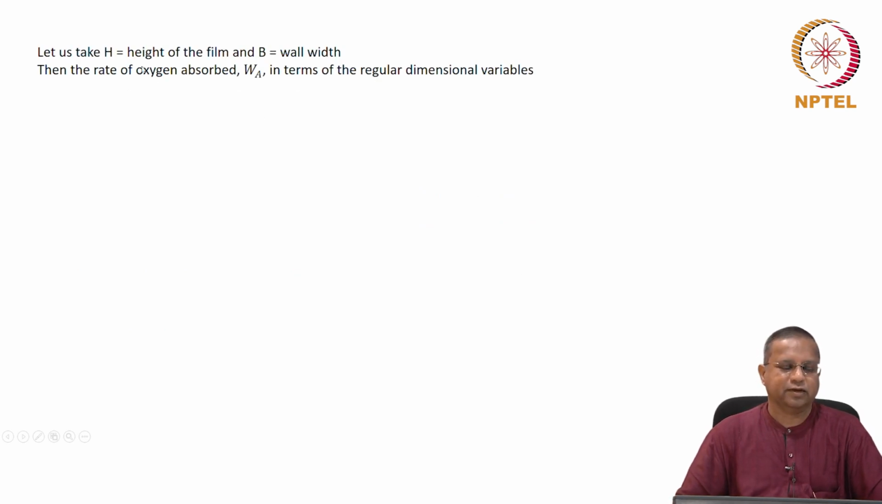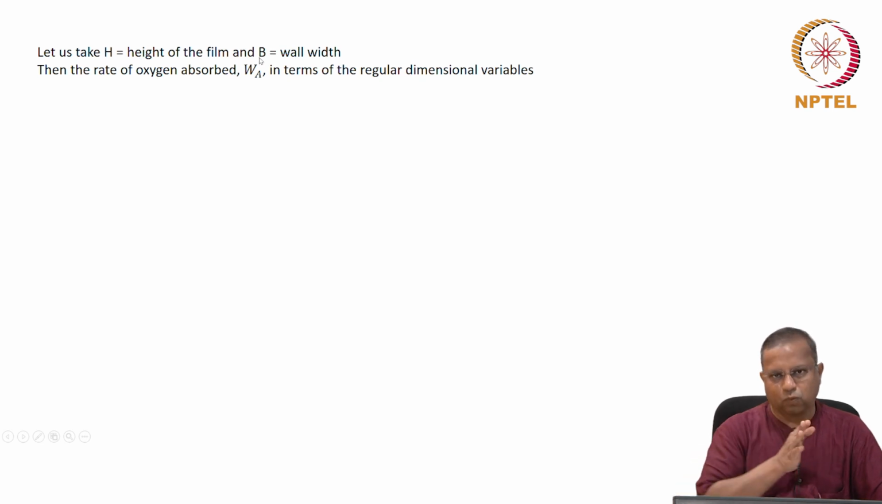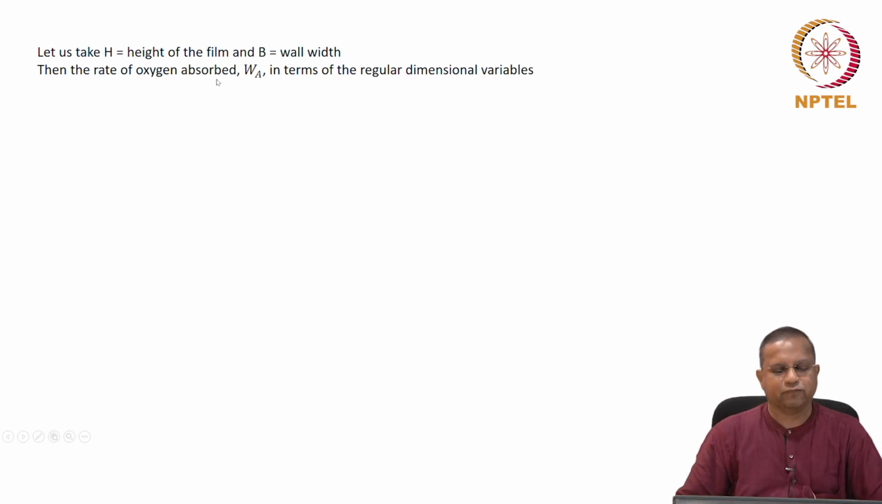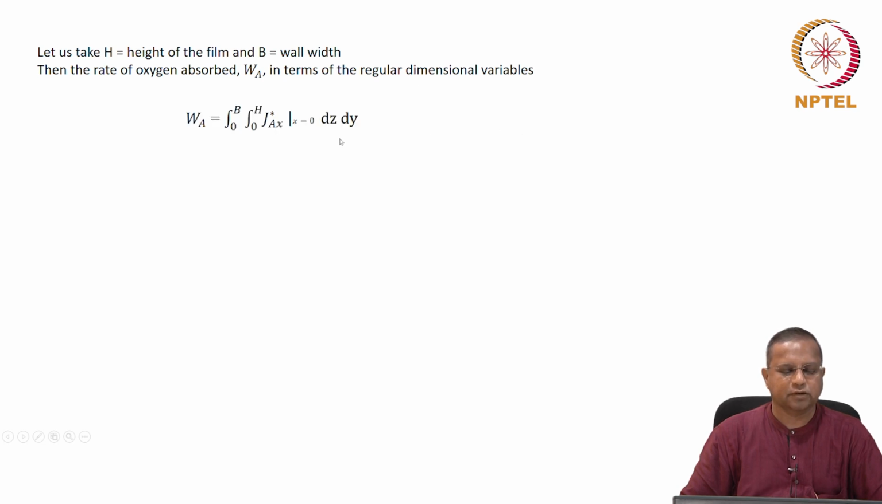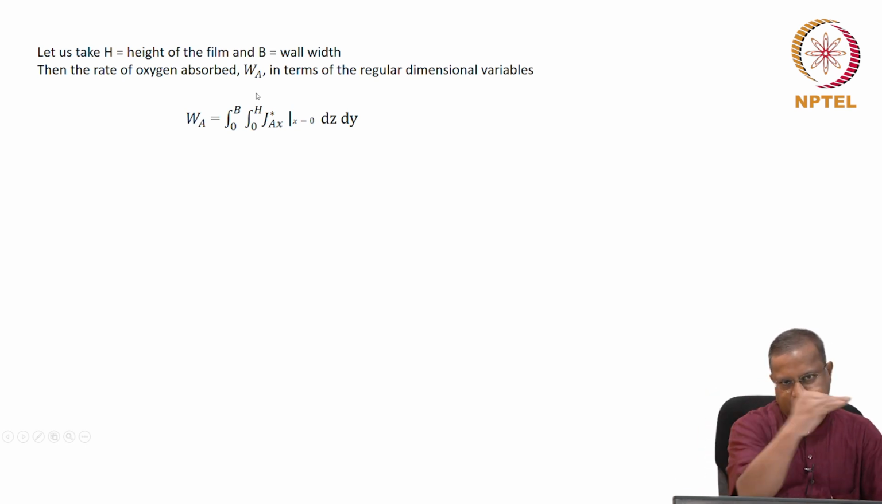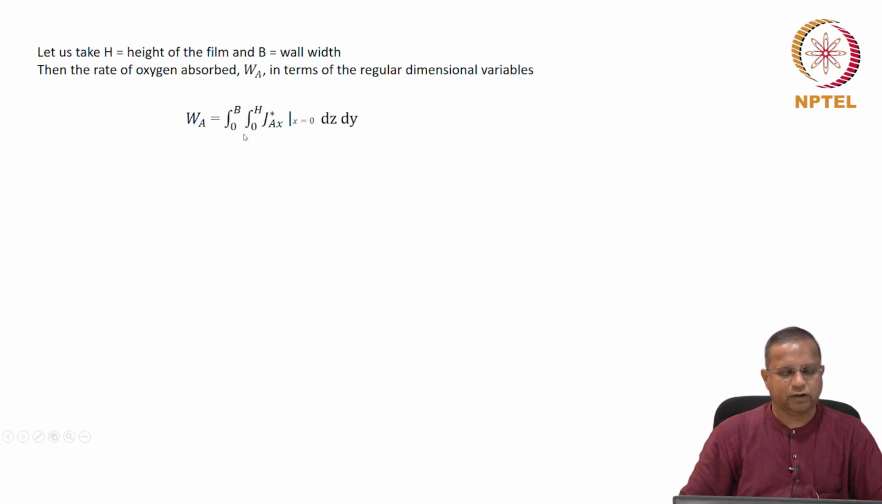Now let us take the height of the film to be h and b to be the wall width in this direction. The rate of oxygen absorbed, this is what we wanted to find out, WA, in terms of the regular dimensionless variables would turn out to be this. I mean, this is straightforward. You have the flux here and you have the variation with respect to the area in this direction. Therefore, you need to integrate it from 0 to h dz and 0 to b dy. That would give you the rate of absorption of the flux.